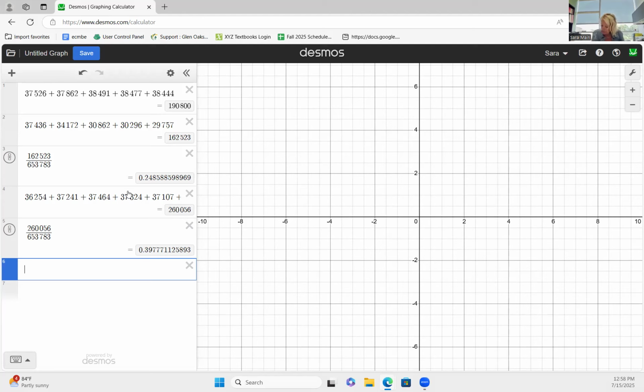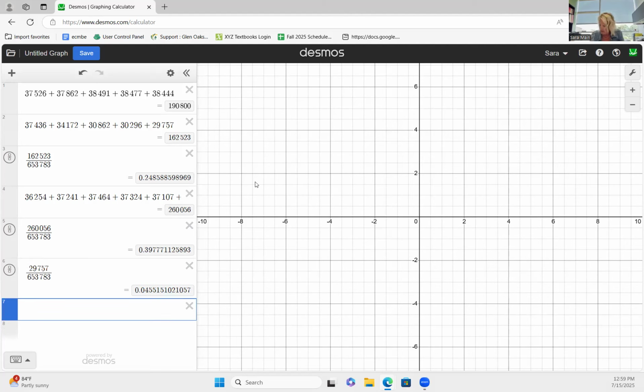Then it asks for the percentage of deaths in 2011. So 2011, there were 29,757, and we're going to divide by the total 653,783. And we get 0.0455, which is approximately 4.6%.